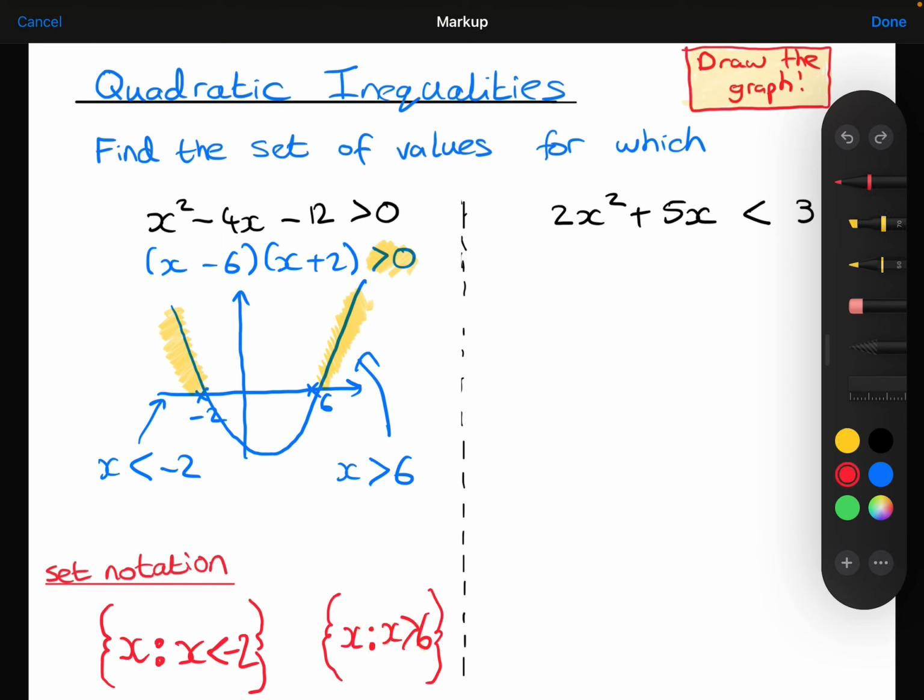The symbol for or, which you may remember from Venn diagrams in GCSE, is like a big U. So this is the set of values of x where x is less than -2, or the set of values of x such that x is greater than 6.